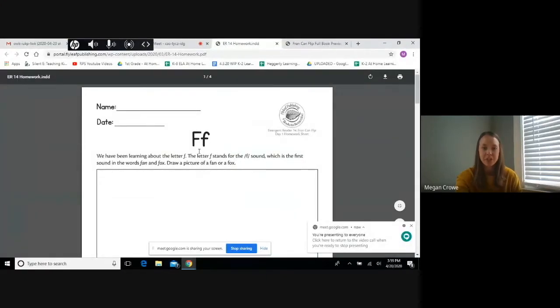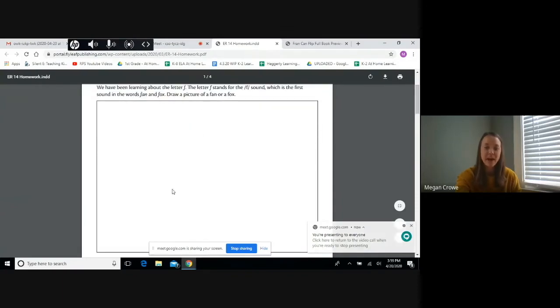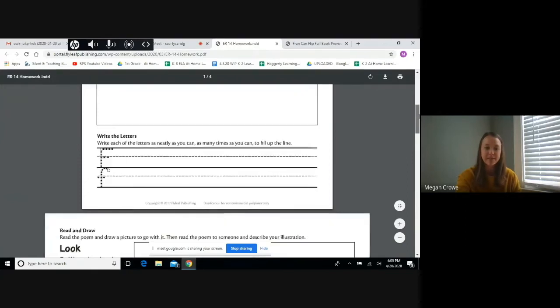So this is what our worksheet looks like. It has the capital F and the lowercase f. The directions for this part say we have been learning about the letter F. The letter F stands for the sound, which is the first sound in the words fan and fox. Draw a picture of a fan or a fox. So you would draw a picture of a fan or a fox in this box.